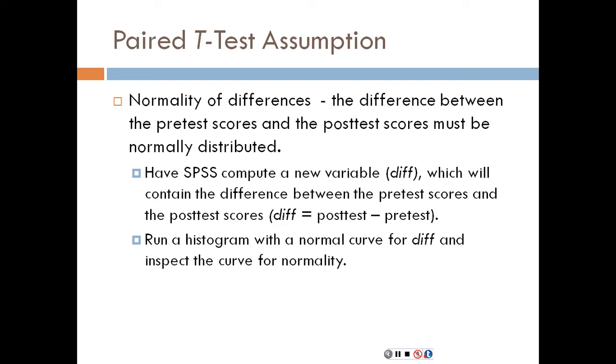Now, there's only one assumption for the paired t-test, and that is an assumption of normality of differences. So basically, SPSS will compute a difference between the pretest scores and the post-test scores, and that difference should be normally distributed. And we're going to actually run that. We're going to do that in a minute.